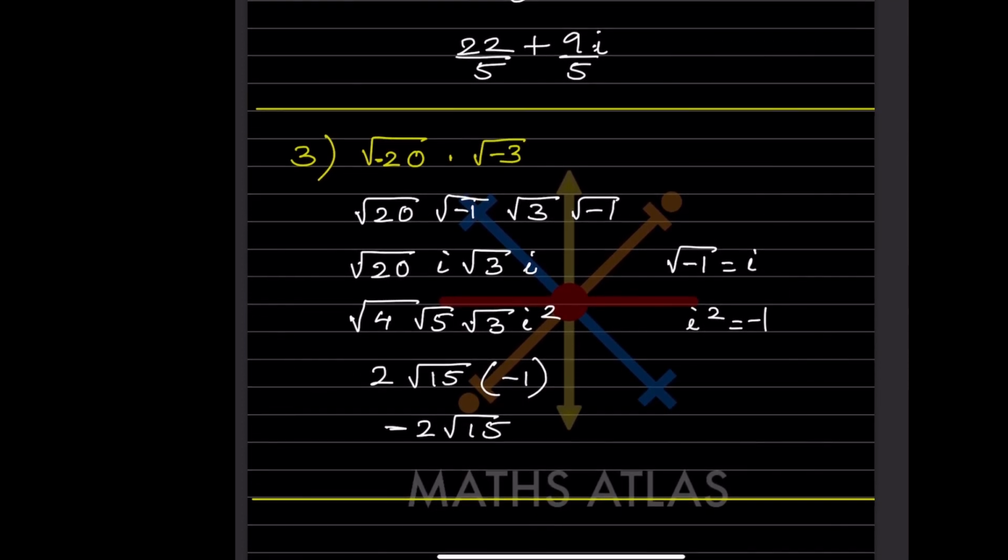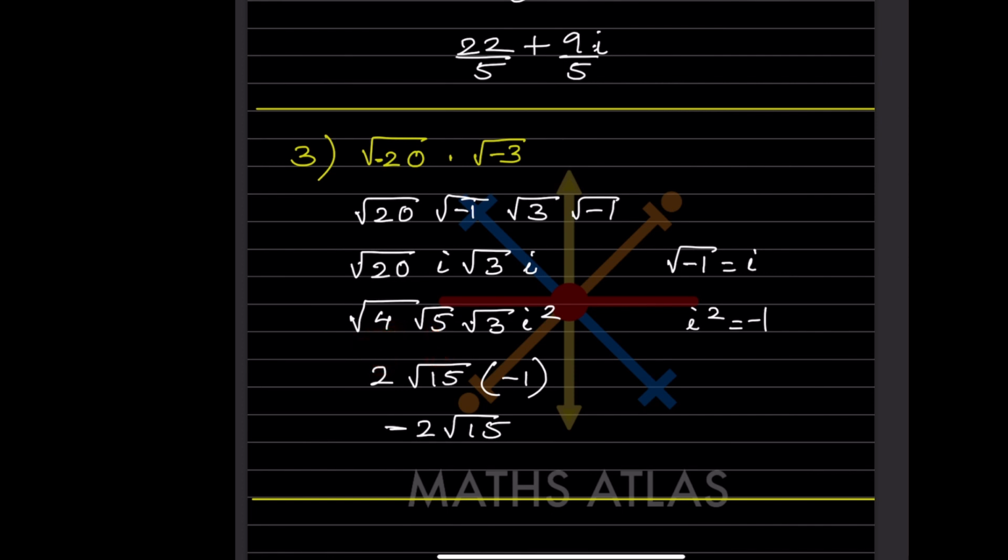The next one is root of minus 20 into root of minus 3. So we can separate this one: root of 20 into root of minus 1, and this we can write as root of 3 into root of minus 1. Now there is a rule again, root of minus 1 is i. So for this one we can write i, and for this one we can write i. Now root of 20 can be written as root of 4 into root of 5, and this will be as it is, and i into i will be i square. Now this is a perfect square.